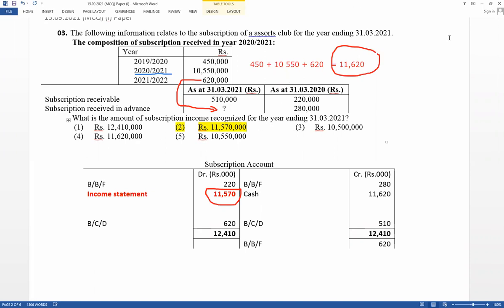Next one, relevant for goods sent on sales or return basis. Think question number fourth one.